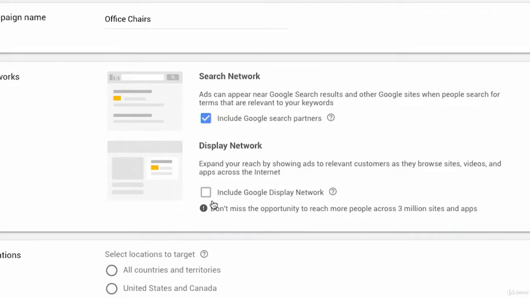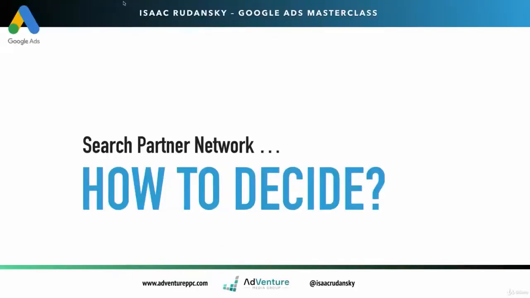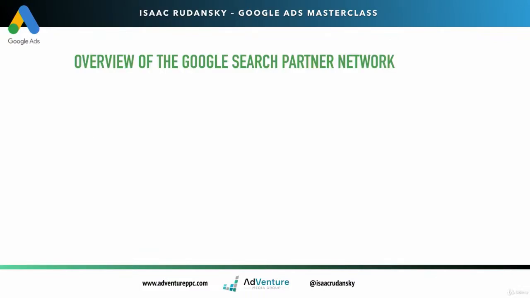I have the option of deselecting include Google Search Partners. Now, what in the world is this option of Google Search Partners? Well, let's jump into some slides and we're going to go through that right now. So Search Partner Network, how to decide. Welcome to the first slide. So let's do a quick overview of the Search Partner Network.